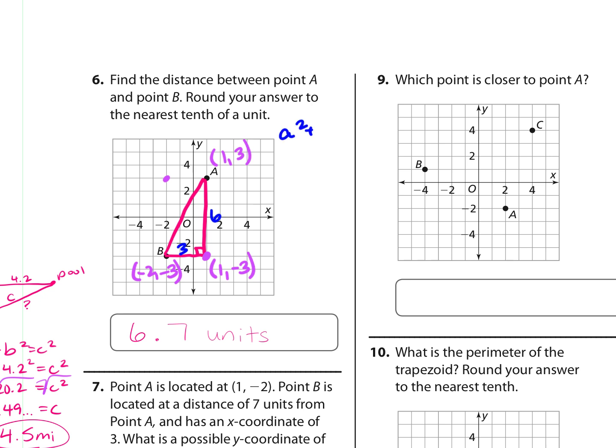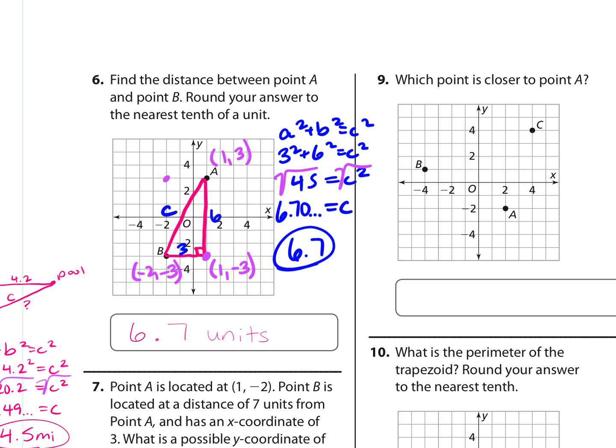So I'm going to plug that into the Pythagorean theorem to get 3 squared plus 6 squared equals c squared, because c is the diagonal that we're looking for. And 3 squared plus 6 squared is 45. That equals c squared. When we square root both sides, we get c by itself, which is 6.70... Rounded to the tenths place, that's 6.7.